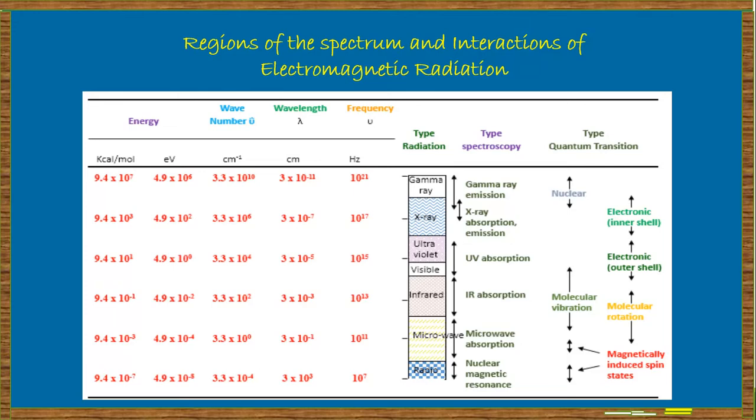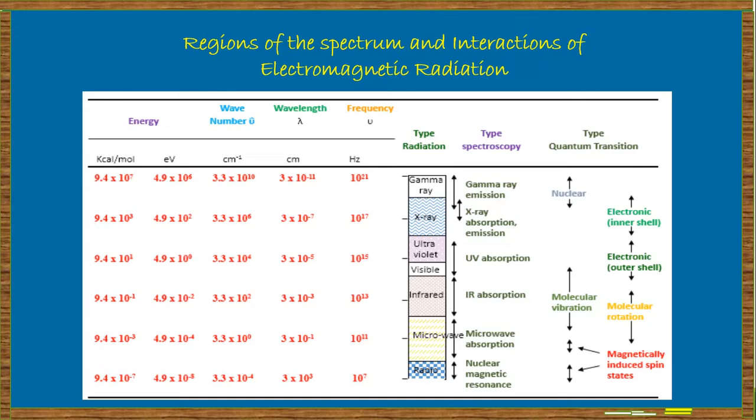Next in the regions of the spectrum is infrared radiation. It involves molecular vibrations, the vibration spectroscopy. The energy is 9.4 into 10 power minus 1, the wavelength is 3 into 10 power minus 3, and the frequency is 10 power 13. It is very useful to determine the functional groups present in different compounds.